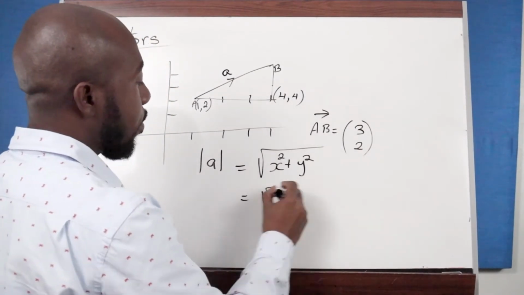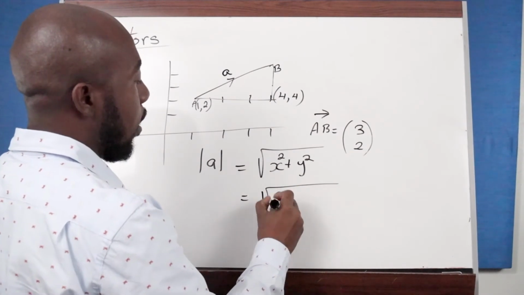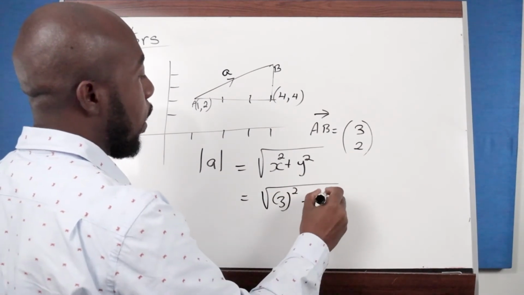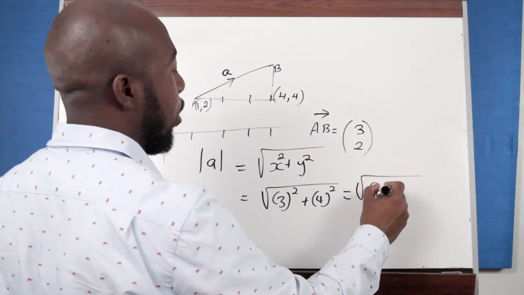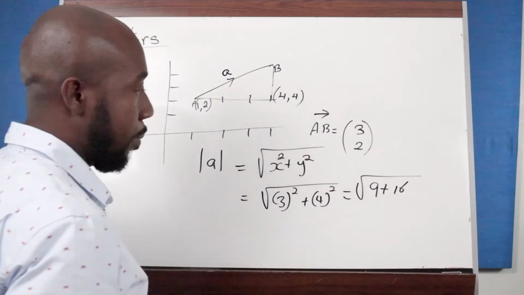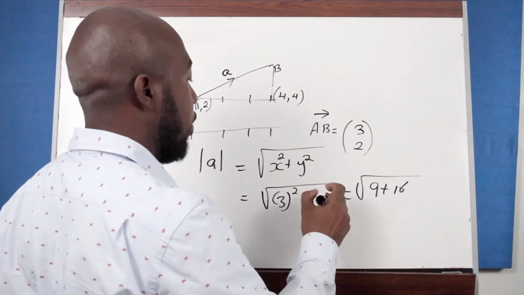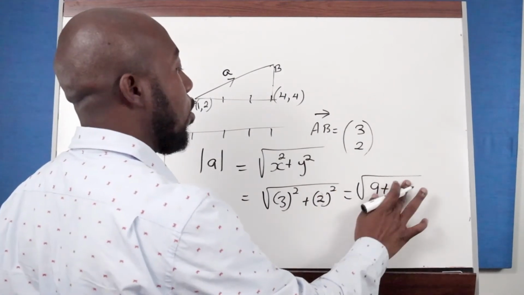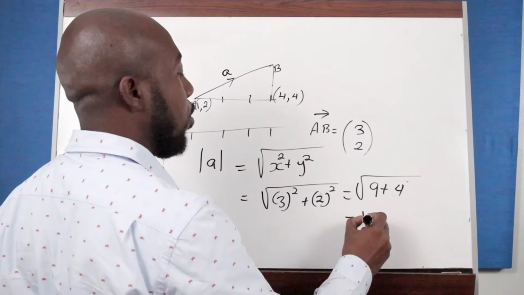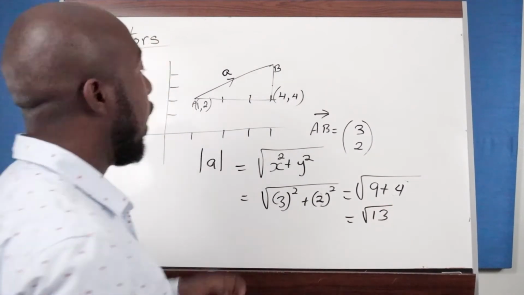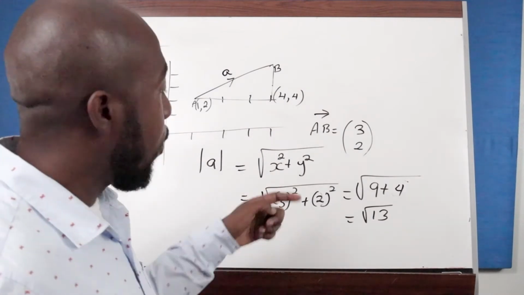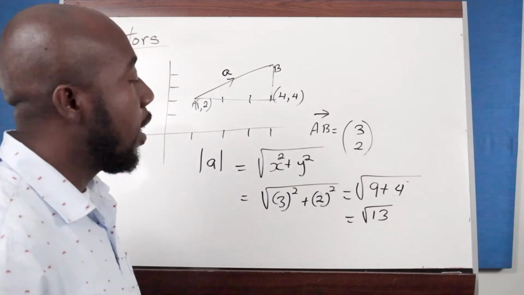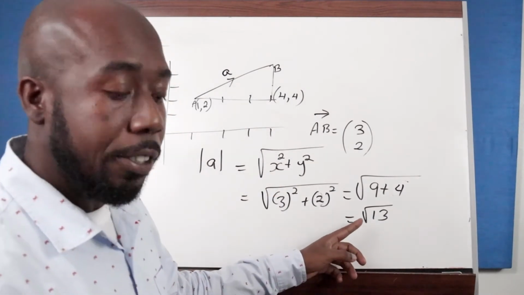So that is 3 squared plus 2 squared, which is the square root of 9 plus 4, which is equal to the square root of 13. So the length of this line, we use the square root of x squared plus y squared to find the length. And here it is the square root of 13.